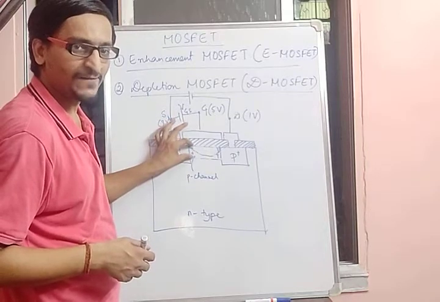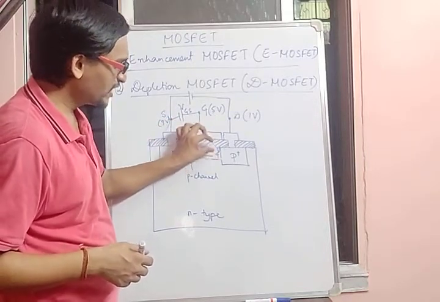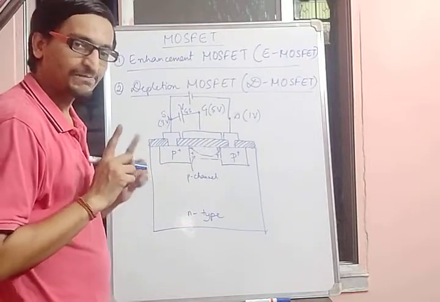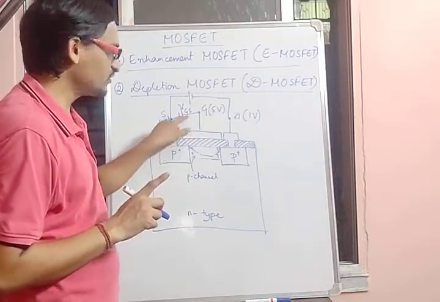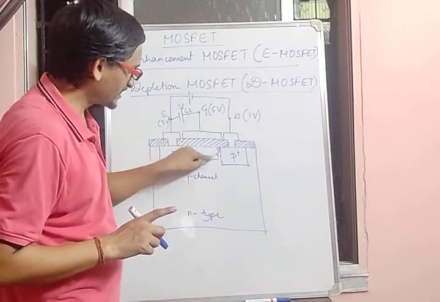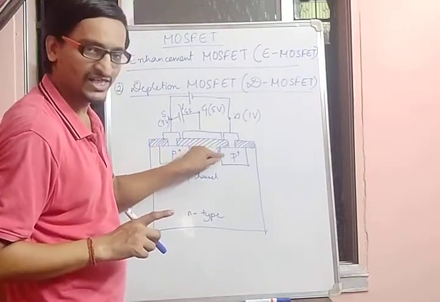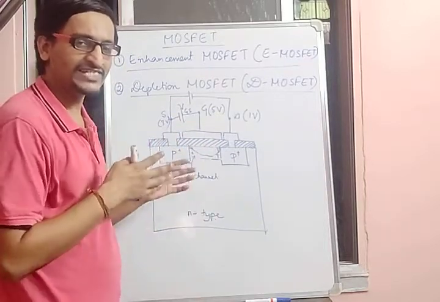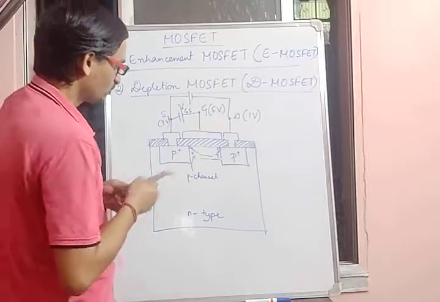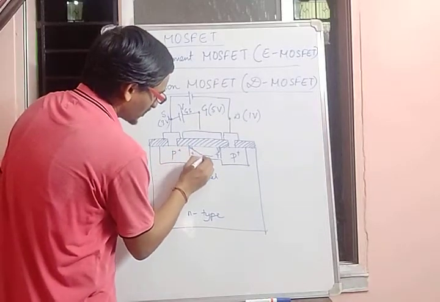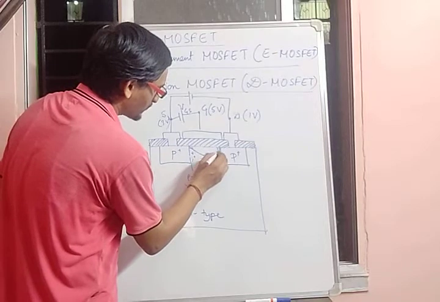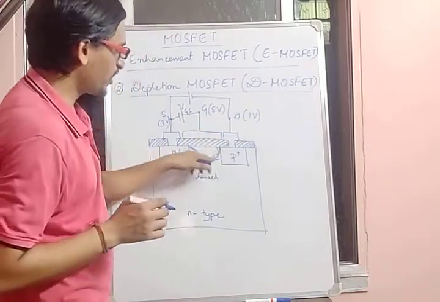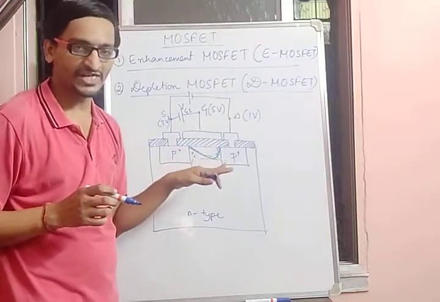source side, and more carriers will be depleted towards the drain side, and at a particular value of this gate voltage, this will just touch this channel. It's analogous to the pinch off point as we have seen in the case of JFET. So in this way, at a particular value of gate voltage, this will occur. At this point the current becomes saturated.